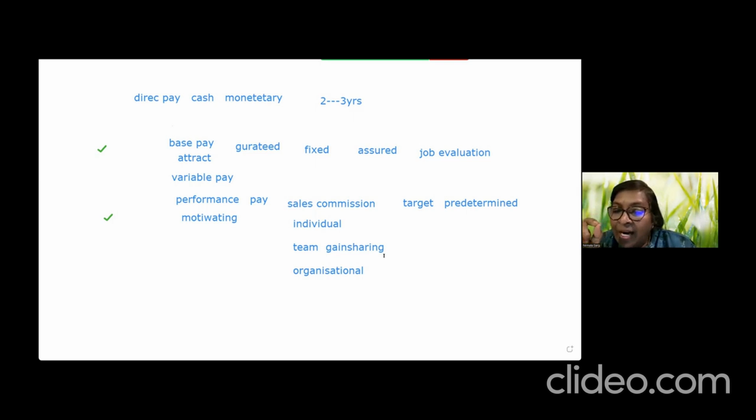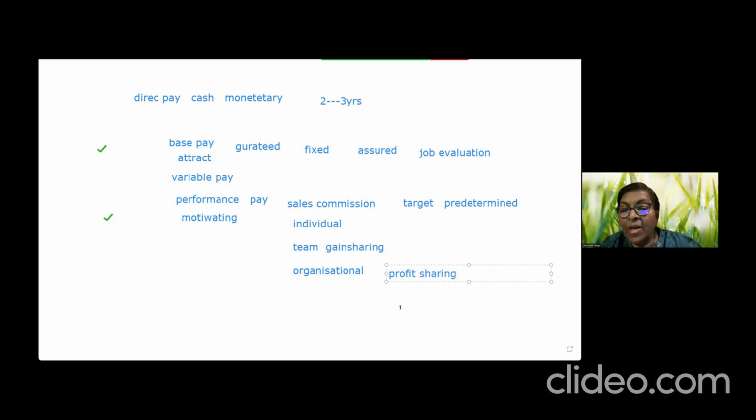Now, looking at the pattern year on year, you will have the optimum or the target, which you fix, and then over and above the target, you share the gains within the team. This is called gain sharing. It's at an operational level. At an organizational level, you have something called profit sharing.